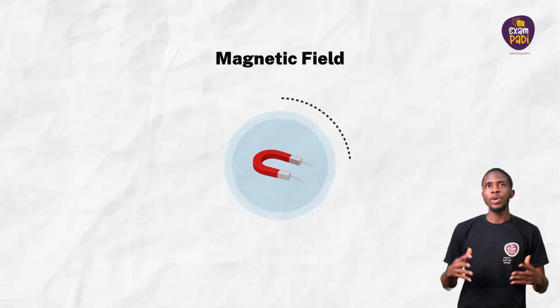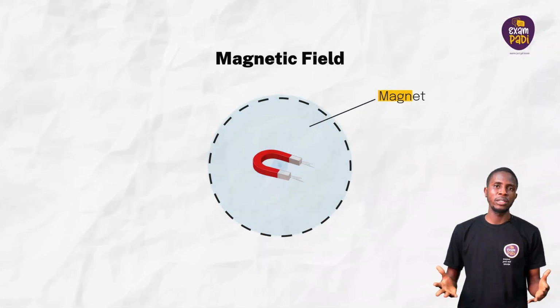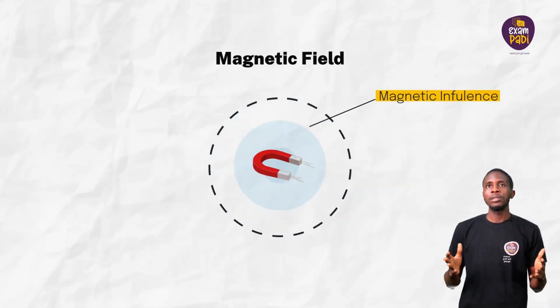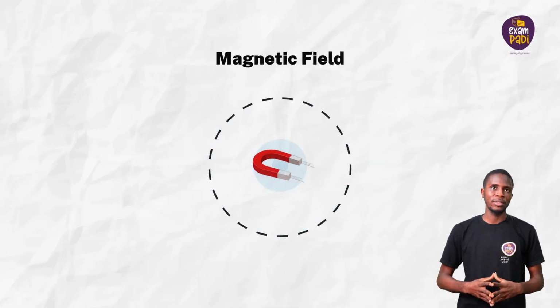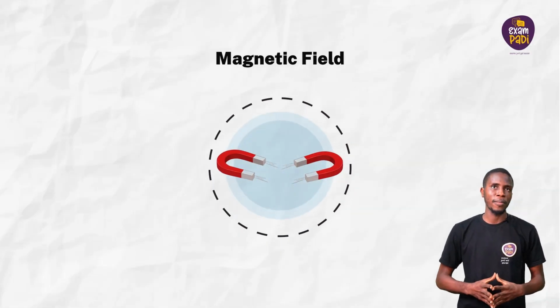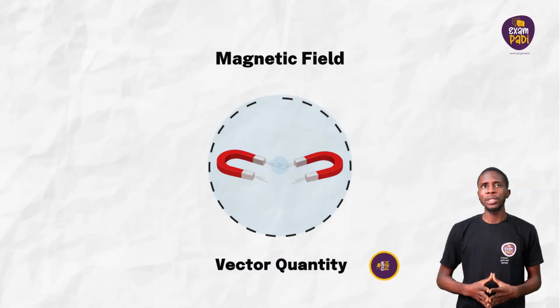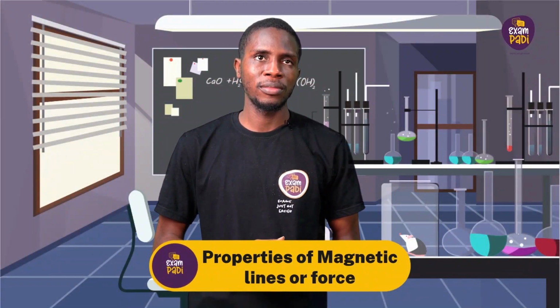Magnetic field is a region around a magnet where magnetic influence is experienced or felt. It is also a region where it exerts force on other magnets. It is a vector quantity. What are the properties of magnetic lines of force?